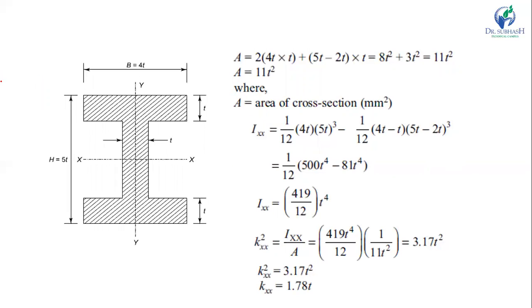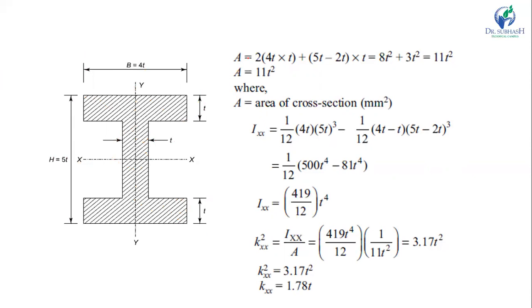Now let us see the design procedure. Here you can see the cross section of the connecting rod, I section. So this height is 5t, thickness is t. The thickness of flange and web is t. Here is t, this is the t, and this width is 4t. And this is the x axis.